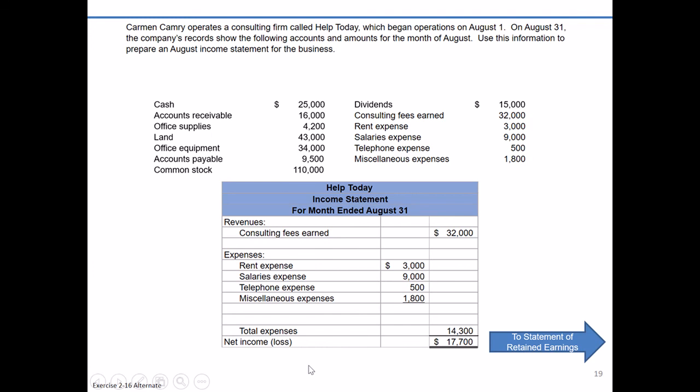The next item we're going to move on to is preparing our statement of retained earnings, and I've got a separate video for that.